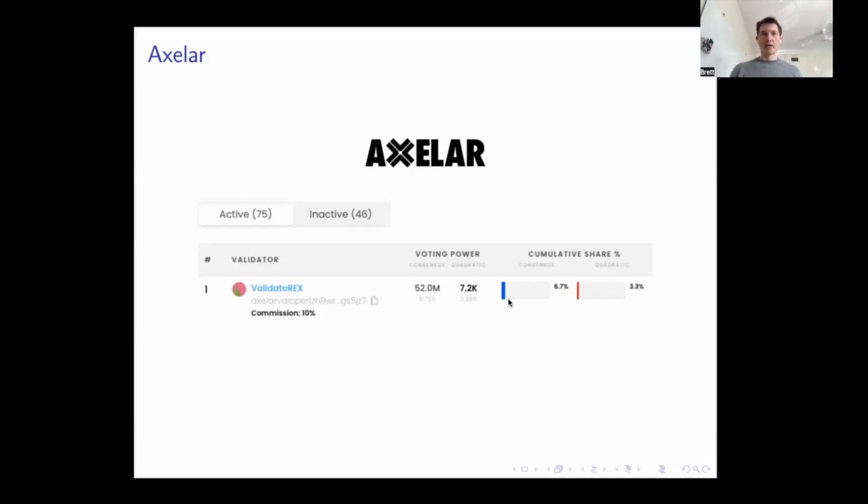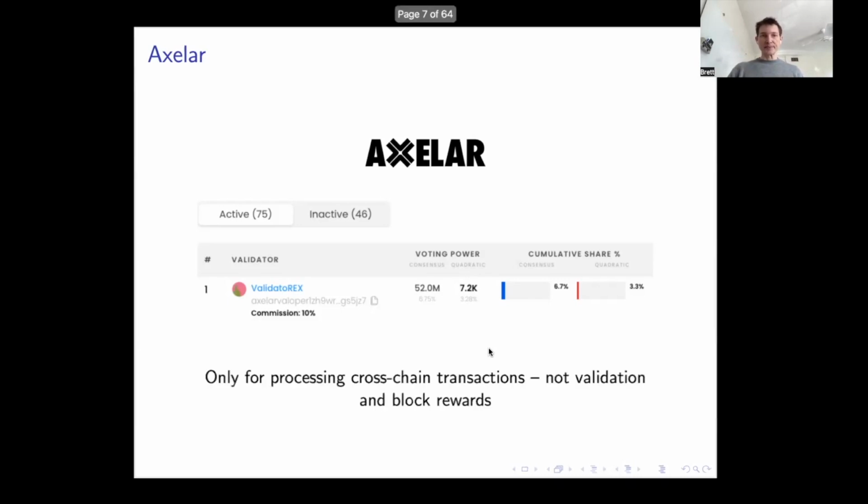Axelar is a cross-chain message passing protocol. It's its own blockchain that's built using the Cosmos SDK, and it's used for passing messages back and forth. Validators can join Axelar to participate in a threshold signature scheme to read messages from one blockchain and sign messages to the recipient chain. And if you look here, here's some validator. Their stake is 52 million, but their voting power, where it says under quadratic, is only 7.2 thousand, which is roughly the square root, right? So Axelar actually is doing this in practice.